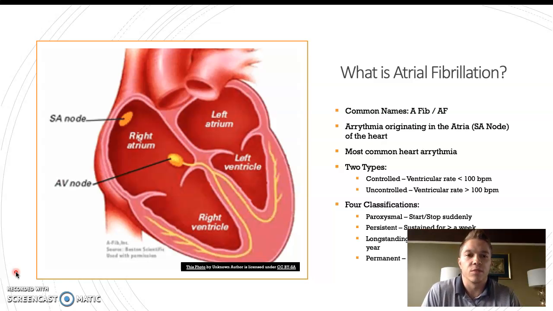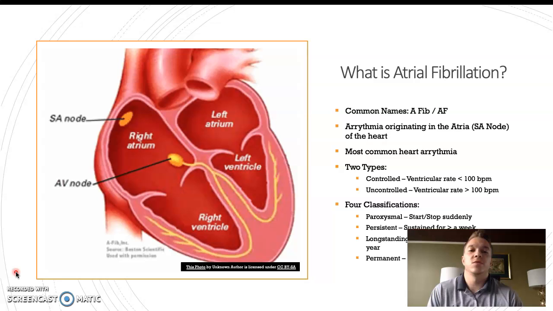What is atrial fibrillation? Atrial fibrillation is an arrhythmia of the heart, the most common arrhythmia of the heart, and it originates at the SA node in the right atrium. It essentially sends out rapid impulses from the SA node that make the atrium contract at a very, very rapid, sporadic pace. Common names for atrial fibrillation are AFib and AF.